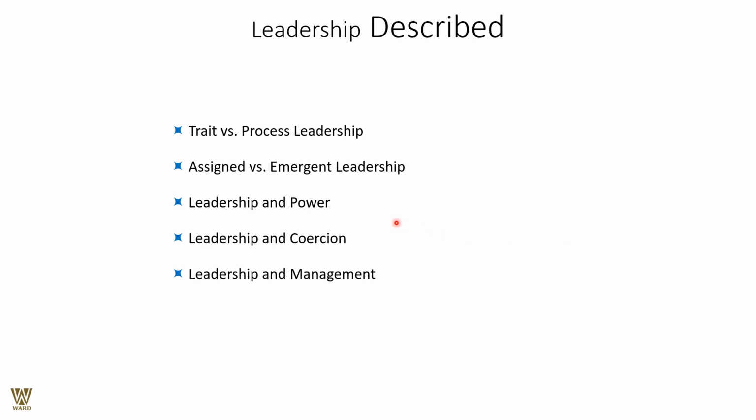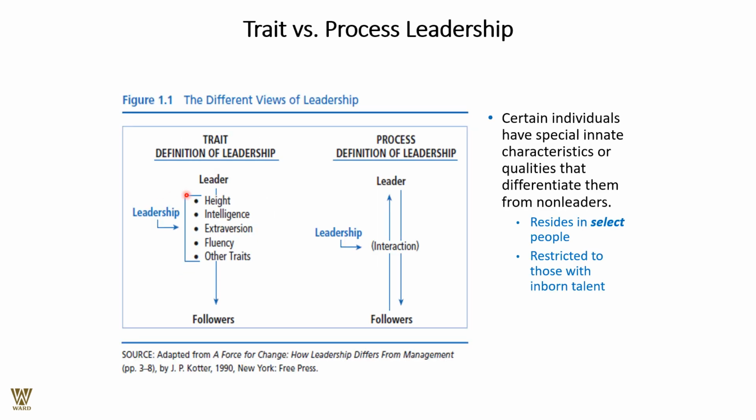So leadership described: trait versus process leadership, assigned versus emergent leadership, leadership and power, leadership and coercion, and leadership and management. This is what we are looking forward to. It is trait versus process leadership, as the case might be, assigned versus emergent leaders, the power relationship, the power to force someone, the followers, to obey their command or commandments. And this is where the differences between leadership and management come in. Let us understand what becomes the process and what is the trait leadership, as the case might be.